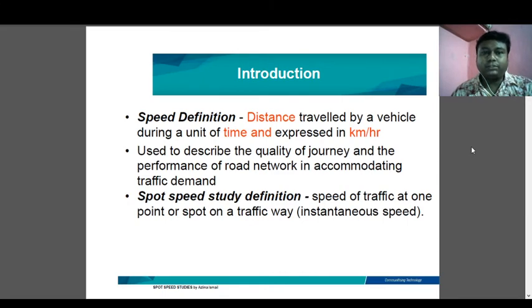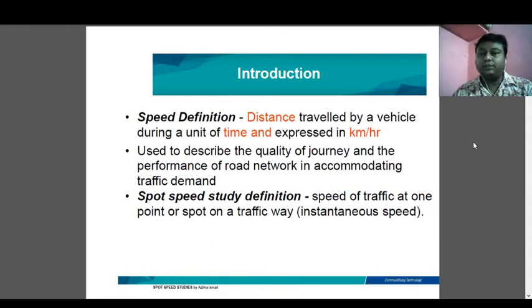Introduction: speed definition. What is speed? It is the distance traveled by a vehicle during a unit of time, expressed in kilometer per hour. So you know the definition of speed. It is in kilometer per hour or meter per second. If you are talking about vehicles, the preferable unit is kilometer per hour. It is used to describe the quality of journey and the performance of the road network in accommodating traffic demand.